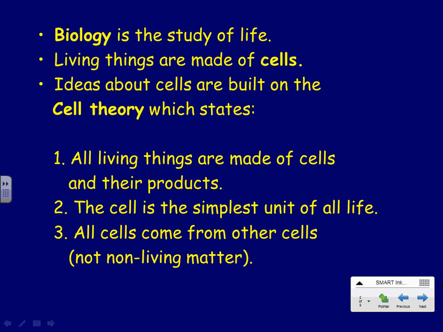So what did they find? They found that all living things were made up of cells. All living things are made up of cells and their products. The products of the cells. Yes, that makes good sense. The cell is the simplest unit of life, and all cells come from other cells, not non-living matter. In actual fact, at one point in time, some scientists thought that life spontaneously generated from non-living matter.